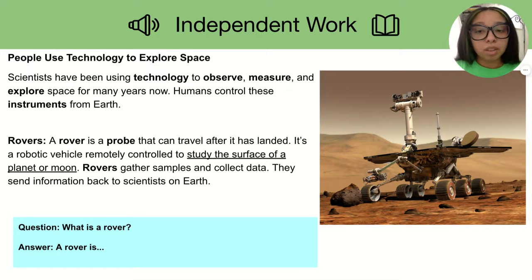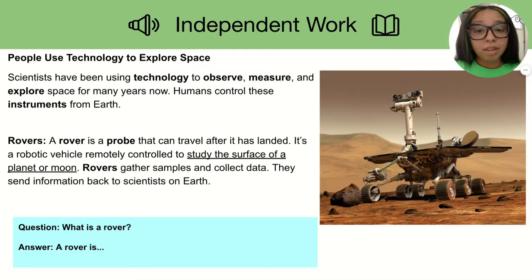People use technology to explore space. Scientists have been using technology to observe, measure, and explore space for many years now. Humans control these instruments from Earth. Rovers. A rover is a probe that can travel after it has landed. It's a robotic vehicle remotely controlled to study the surface of a planet or moon.